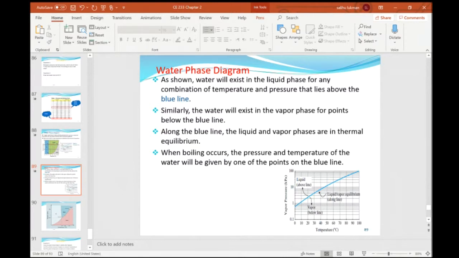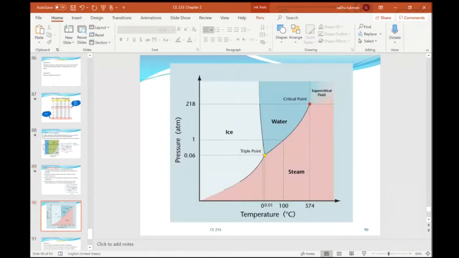So as shown, this is just the explanation: water exists in the liquid phase for any combination of pressure and temperature that lies above the blue line. Similarly, water exists in the vapor phase for points below the blue line. Along the blue line, liquid and vapor phases are in thermal equilibrium. And when boiling occurs, the pressure and temperature of the water will be given by one of the points on the blue line. This is very important.